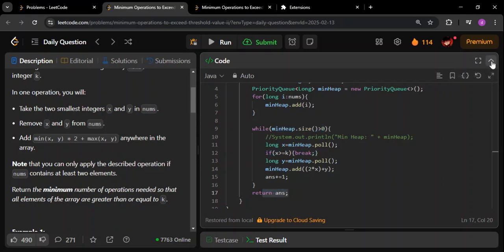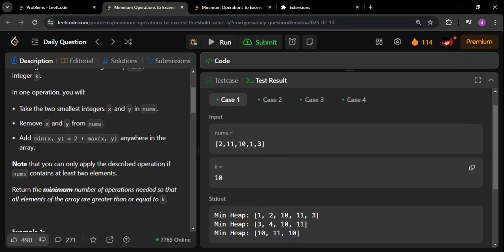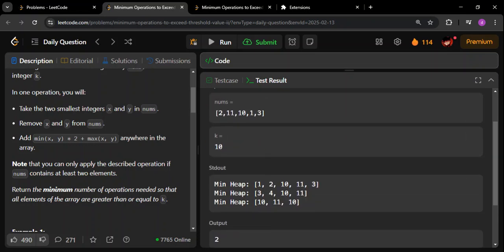Let me quickly show you some of the print statements. See here, let us talk about example number 1. If you see what is happening in this case, the smallest values are going to be 1 and 2.